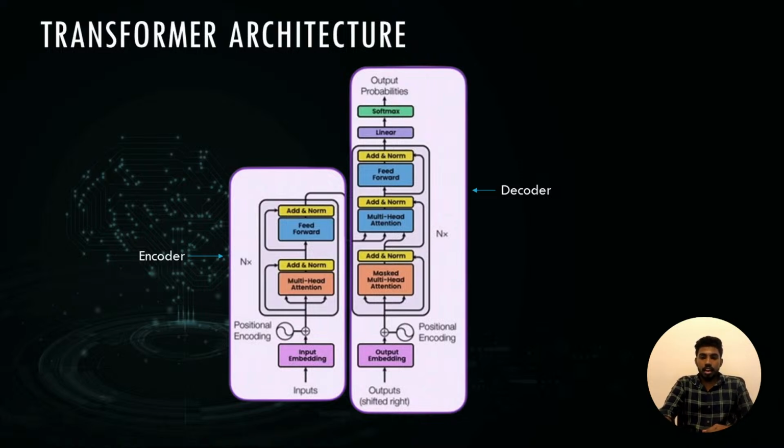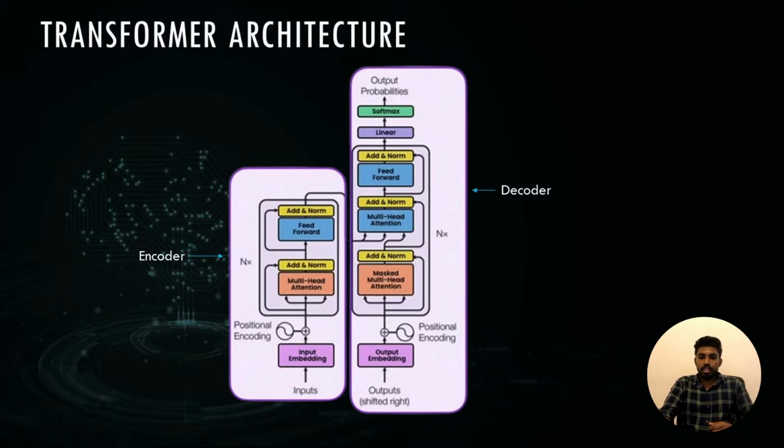After processing through the multi-head attention mechanism, the output is fed into the position-wise feed-forward neural network. This network consists of two linear transformations with a ReLU activation function. This step further refines the representation of the input data, capturing complex relationships and patterns.